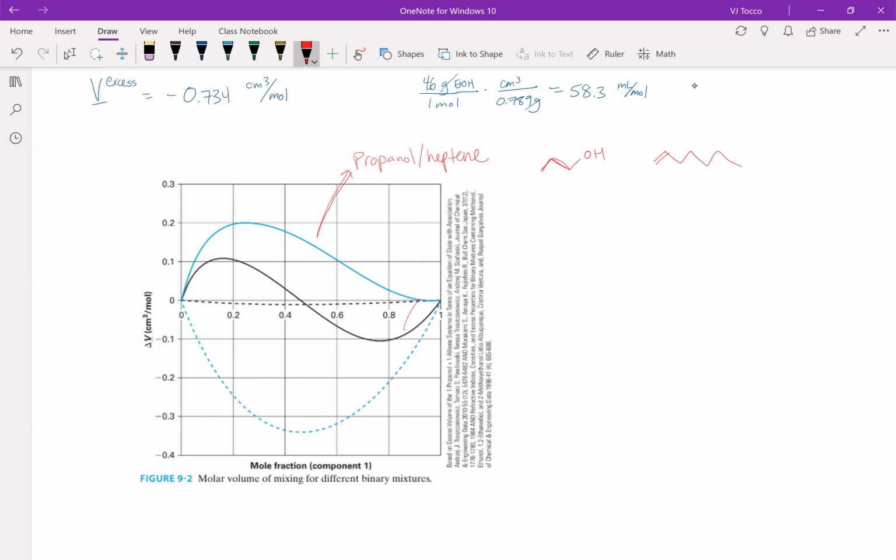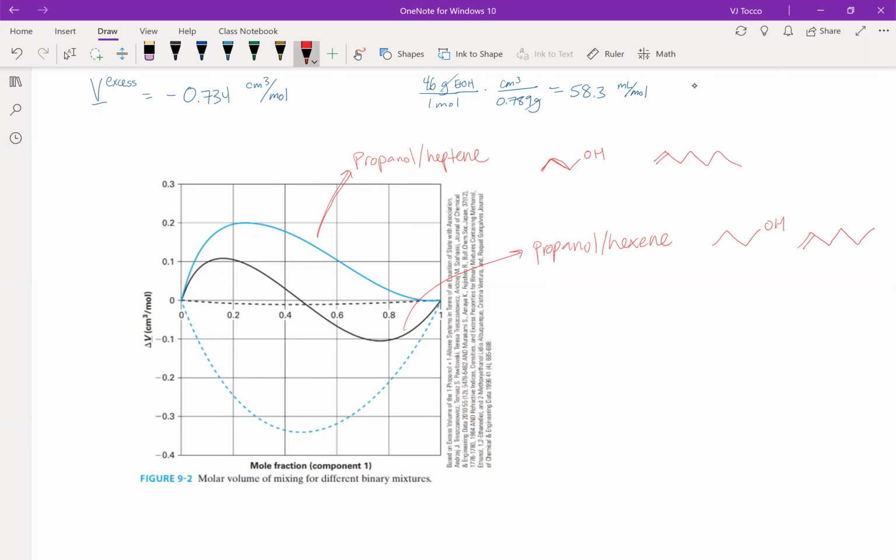The solid black line is propanol and hexene. So it's the same propanol, and hexene is the same but just one less carbon. So not that much of a difference between the two, but you notice that at some compositions now, we've got a negative molar volume of mixing. So it could be positive or negative depending on what the composition is. That's kind of weird.